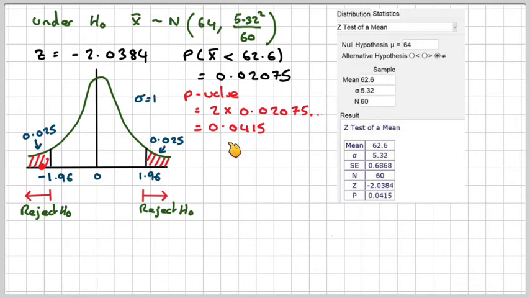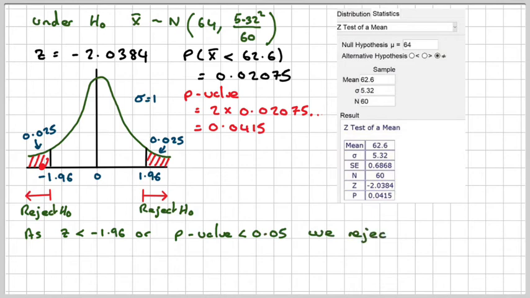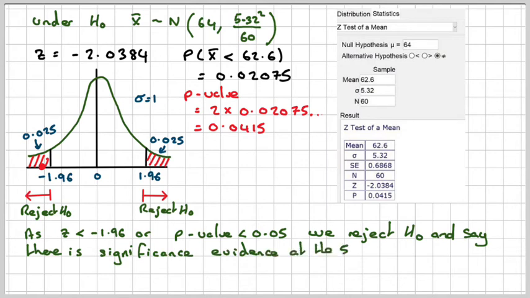That makes the diagrams a bit more meaningless for the p-value. So the conclusion would be, as Z is less than minus 1.96 or the p-value is less than 0.05, we reject H0 and say there is significant evidence at the 5% level that there has been a change in the mean. Make sure you don't use the word prove.